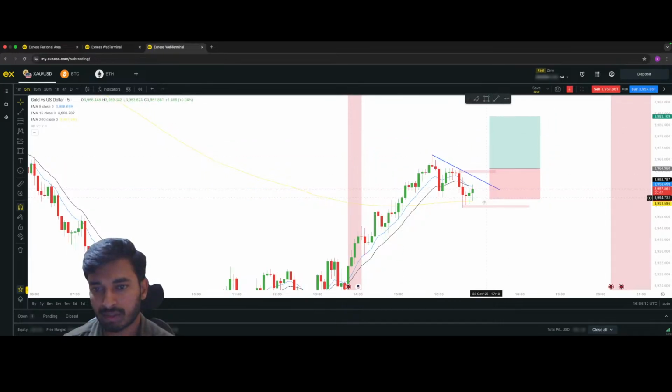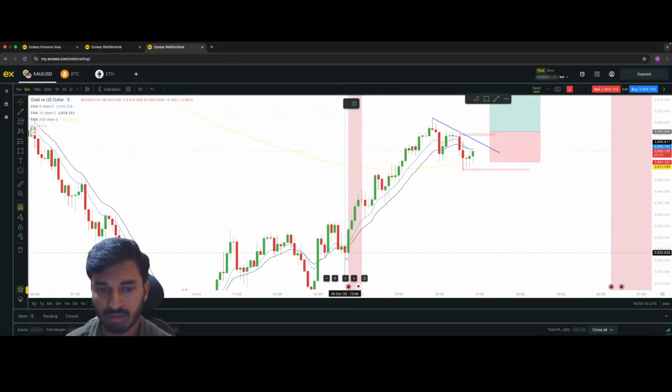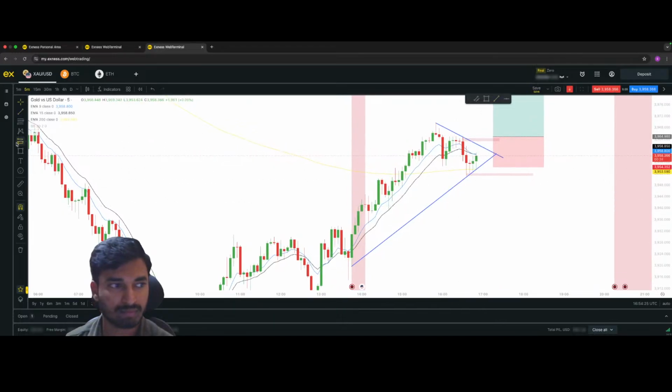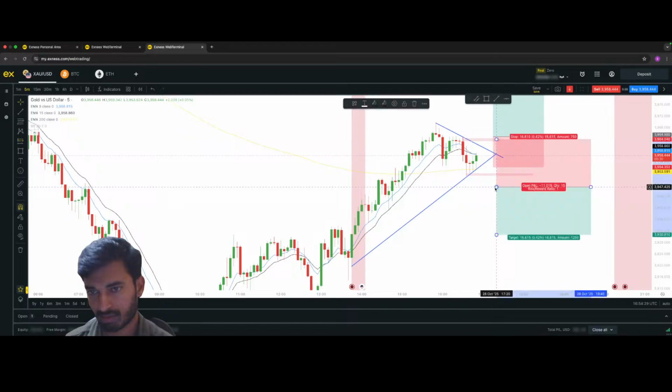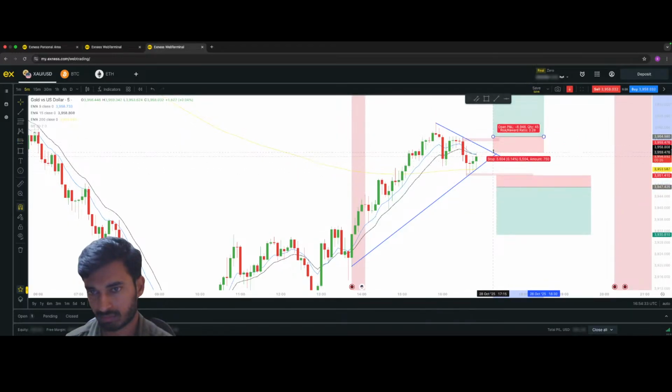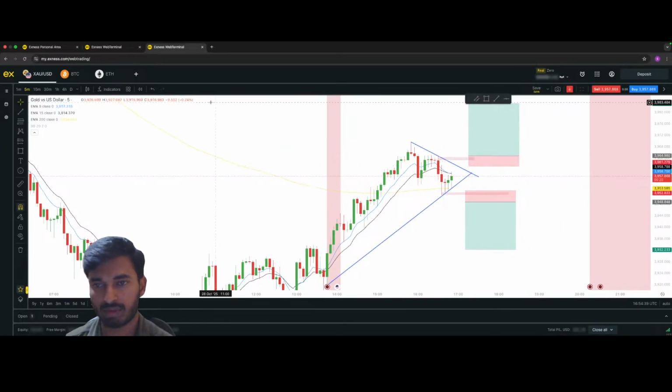And below this, if it closes, then the gold might fall, or below this there will be a short. Or else above this.